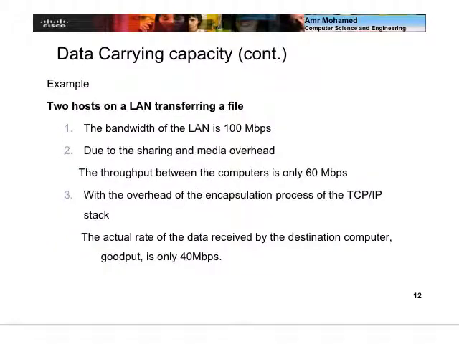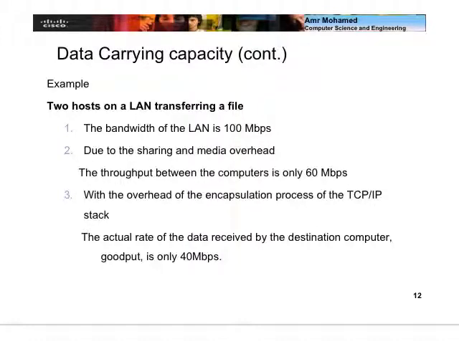An example, like over the Ethernet LAN, 100 base T, the actual bandwidth is 100 megabits per second. But if you actually try to send, even using one single machine, without having multiple machines trying to send at the same time, even with one single machine, you may end up with a throughput of 60 megabits per second.